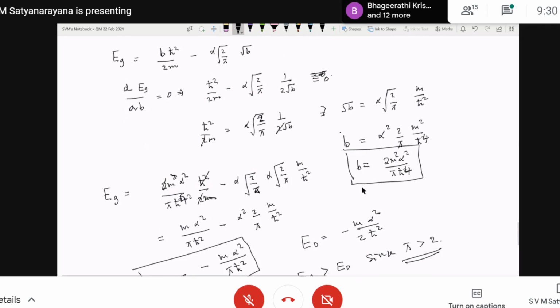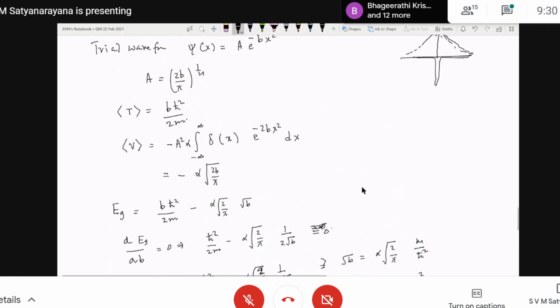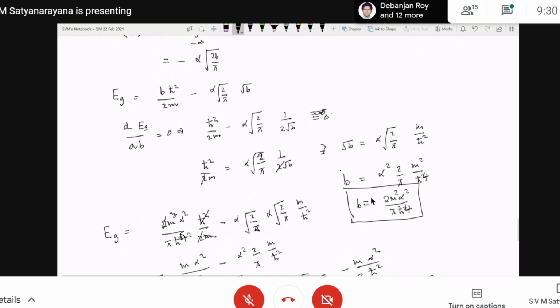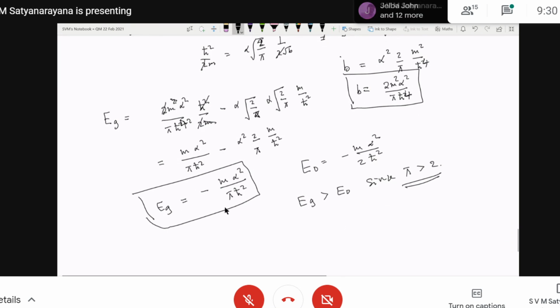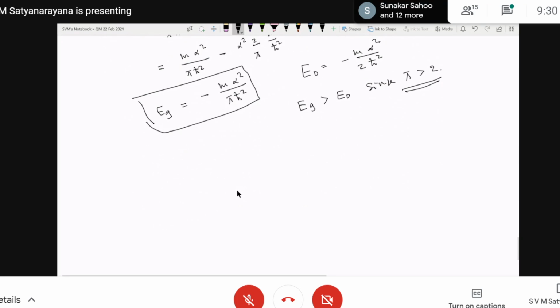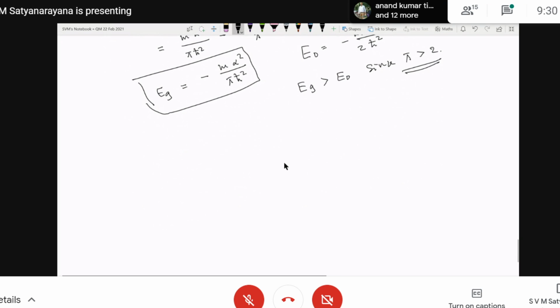So whatever trial function that we have taken with this choice of B, this is the best estimate that we can get. But this is not equal to the exact value, it is something different, but it is a larger value. Okay. Now I will leave this exercise for you to do.